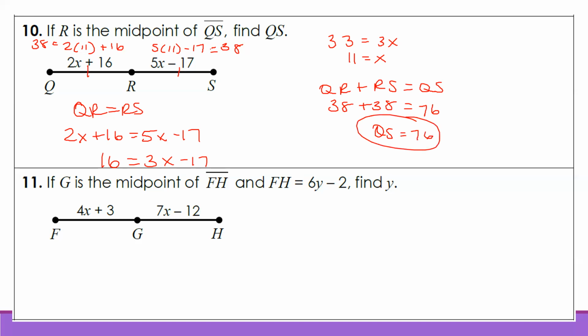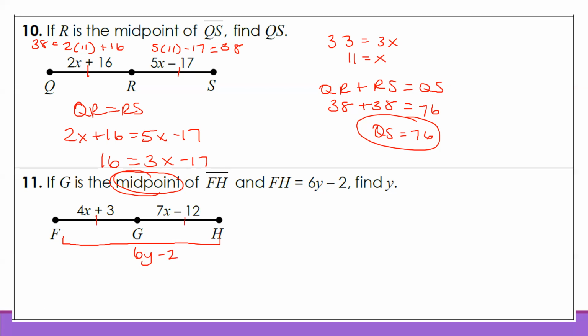Now, number 11, it says if G is the midpoint of FH and FH equals 6y minus 2, let's find y. If you're one of my honor students, you might want to pause now and try this on your own, but anyone is welcome to follow along with me right now. We're going to say that FH is 6y minus 2. Okay, midpoint is the key word here. G is the midpoint of FH, so FG and GH are congruent.